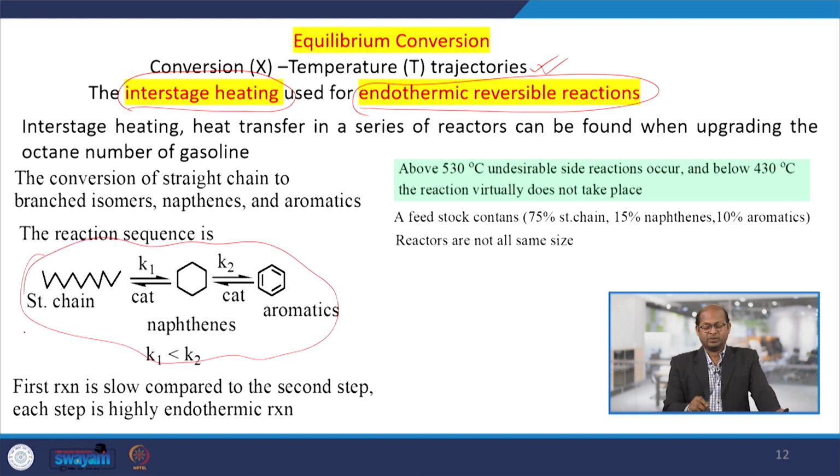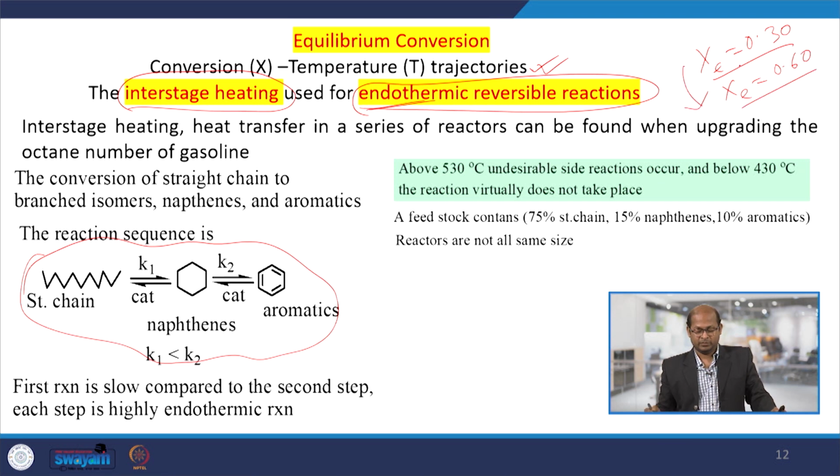In these reactions, if we conduct them in a reactor, the reaction is endothermic, so with progress of the conversion the temperature of the reacting mixture will decrease gradually. Then heating is required to achieve higher conversions. Let us say the equilibrium conversion is 30%, but with interstage heating, if you want to get 60% conversion, that is good. So, how is that possible?